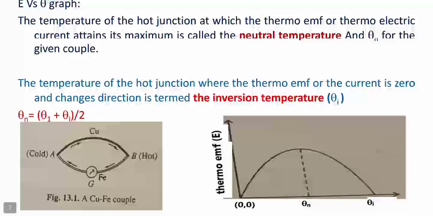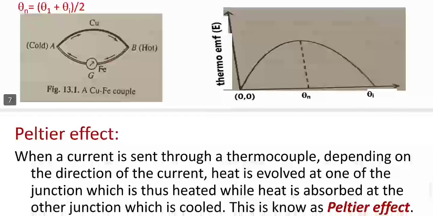So the Seebeck effect is nothing but this: when there is a temperature difference between two different metals connected to form a couple, then there will be a flow of current from the hot junction to the cold junction. Okay, next is the Peltier effect.